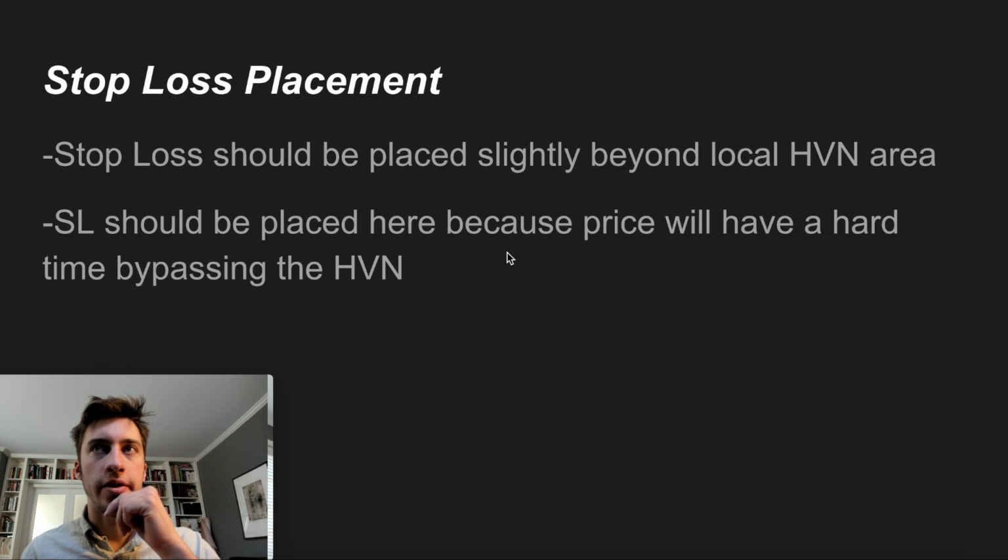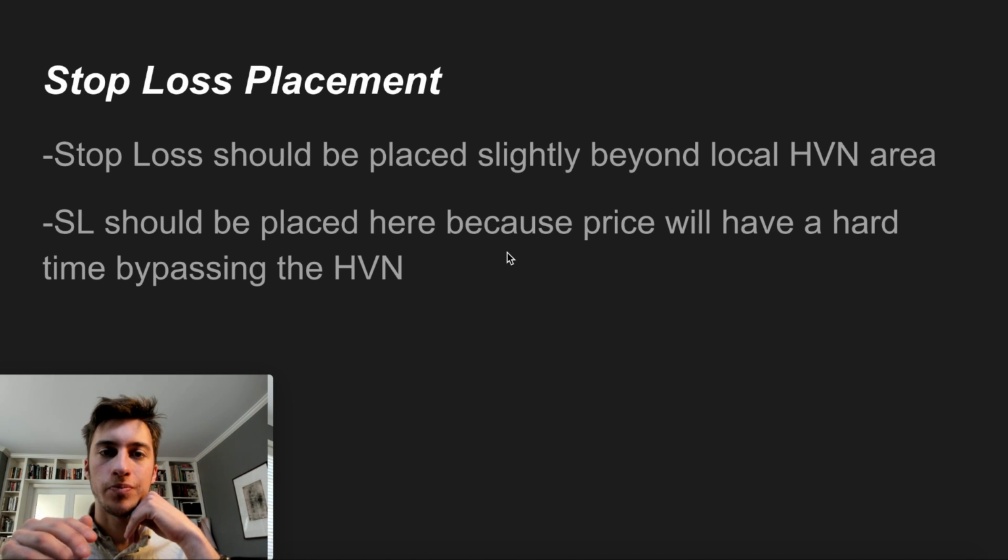One method, and the main method that I use volume profile with, is stop loss placement. You can find areas of high volume and then just put your stop loss a little bit beyond that area. As I put here, the stop loss should be placed here because price will have a hard time bypassing the HVN. And if price does go through an HVN, it will typically go much lower or higher, depending on where the HVN is and depending on where price approaches it from. If you short and there's an HVN above price, you'd want to put your stop loss above that. If you buy something, you are going to want to put your stop loss below an HVN level.